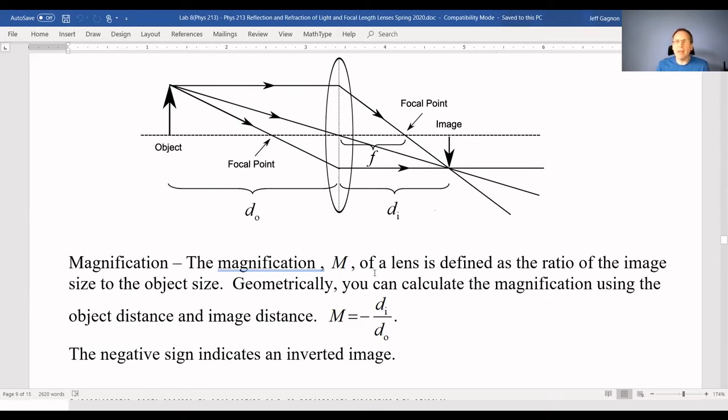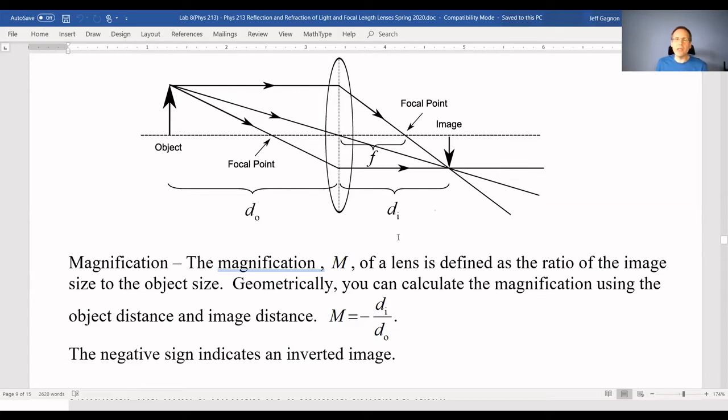And the negative means that it's inverted. So when the magnification is negative, the negative just means it's flipped. The image is inverted relative to the object, okay? So that's one way of doing magnification, just simply by definition. It's the length of the image divided by the length of the object. And since it's inverted here, it's negative, whatever that ratio is.